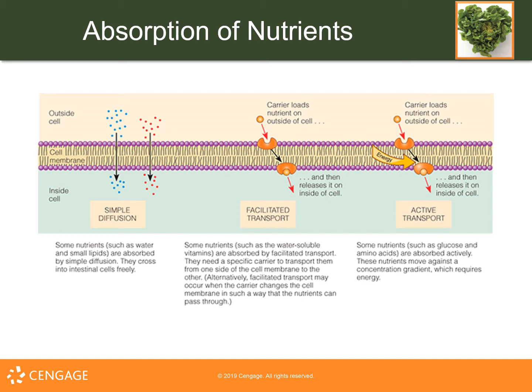So some nutrients are absorbed by facilitated transport. They need a specific carrier to transport them from one side of the cell membrane to the other. Alternatively, facilitated transport may occur when the carrier changes the cell membrane in such a way that the nutrient can pass through. And lastly, you have active transport. And active transport is when nutrients require energy. They require energy to be moved across the membrane.